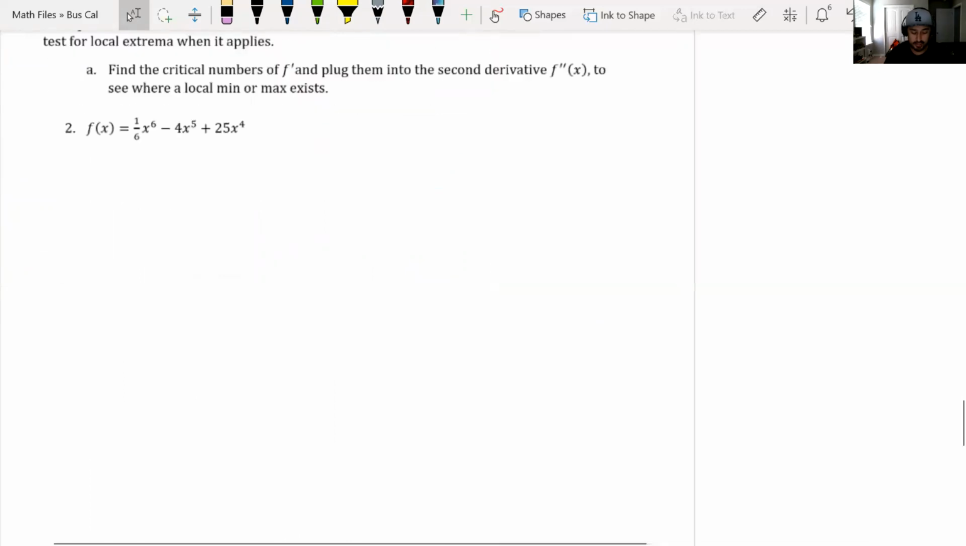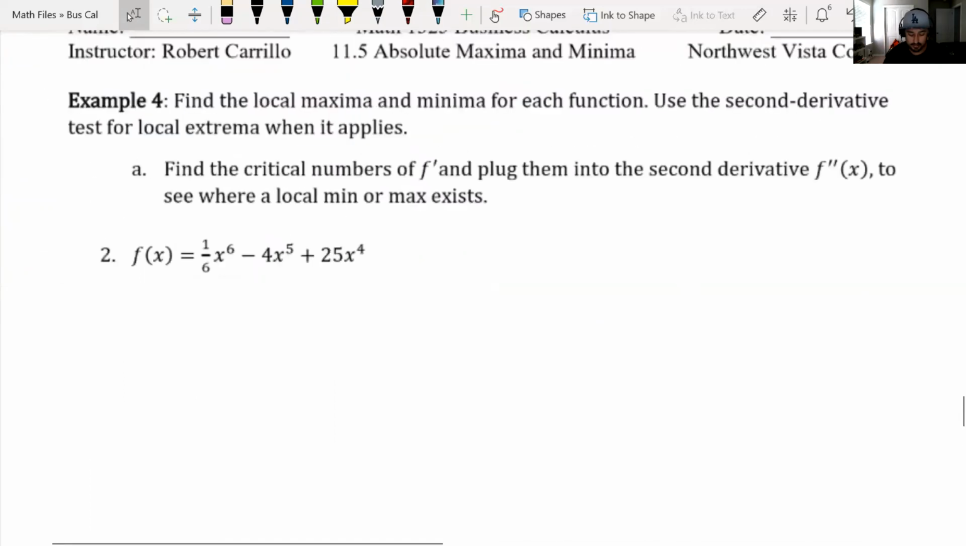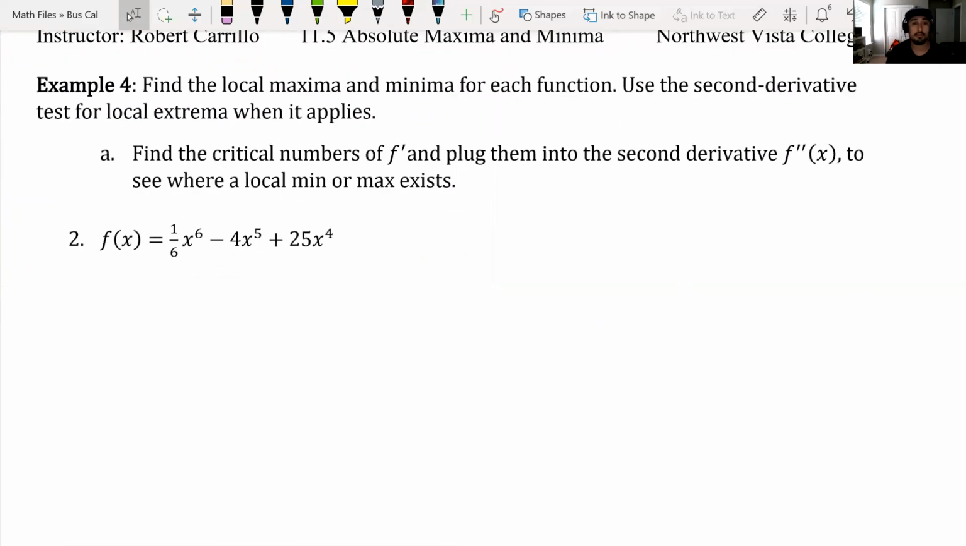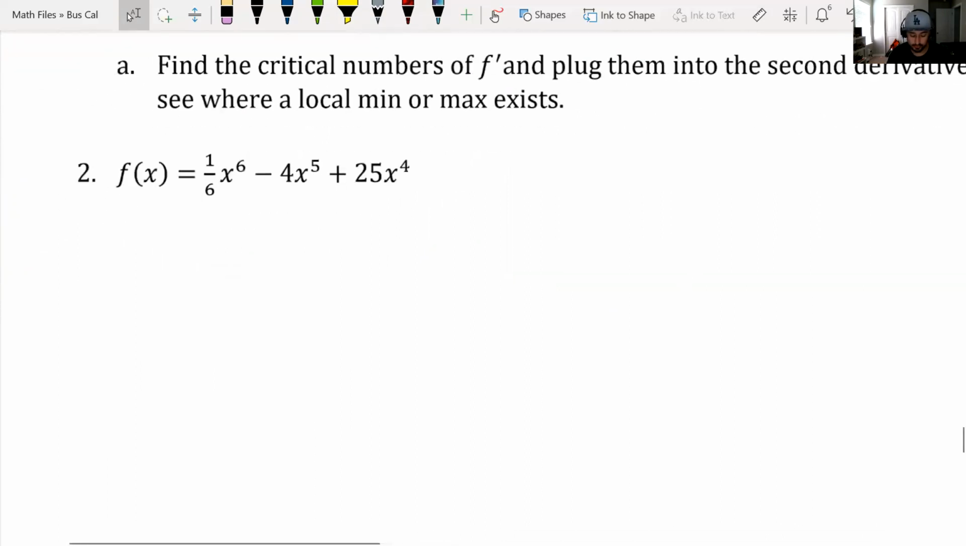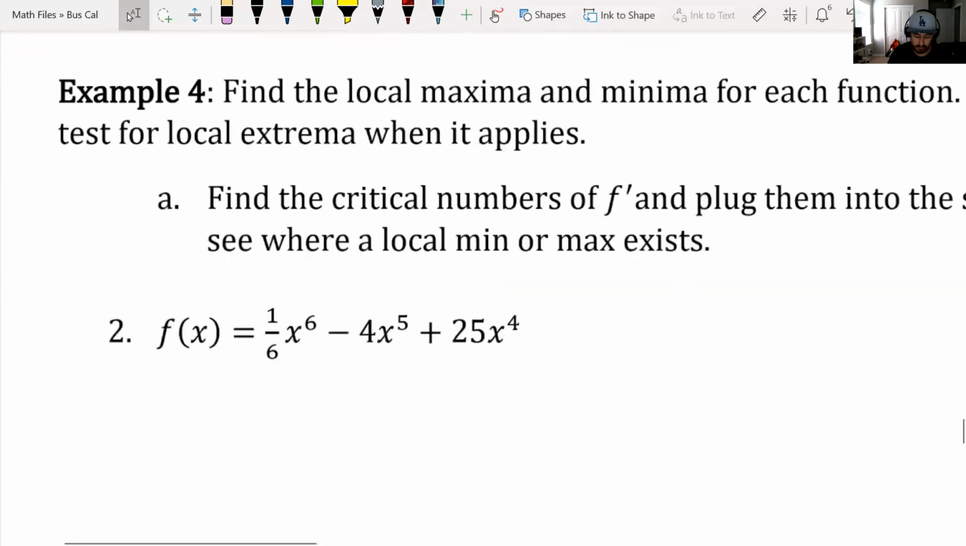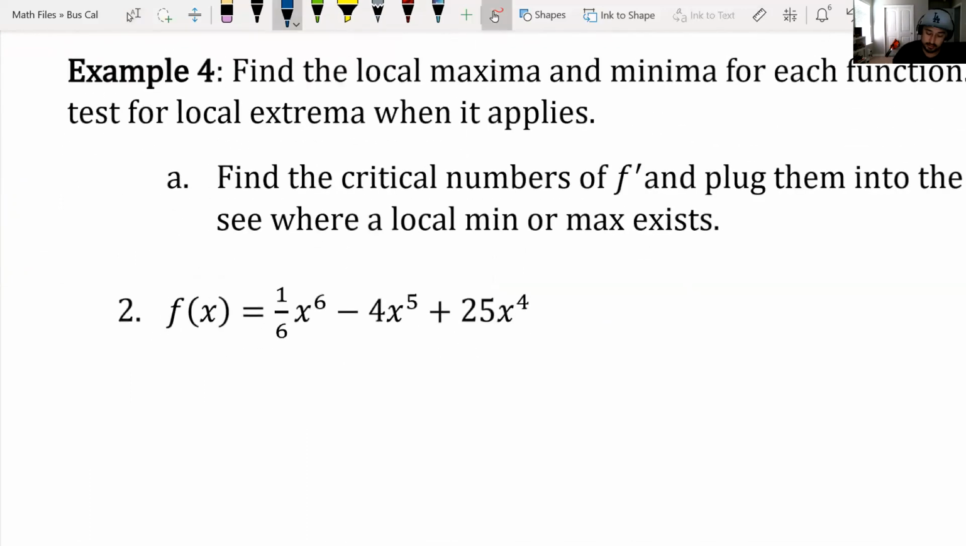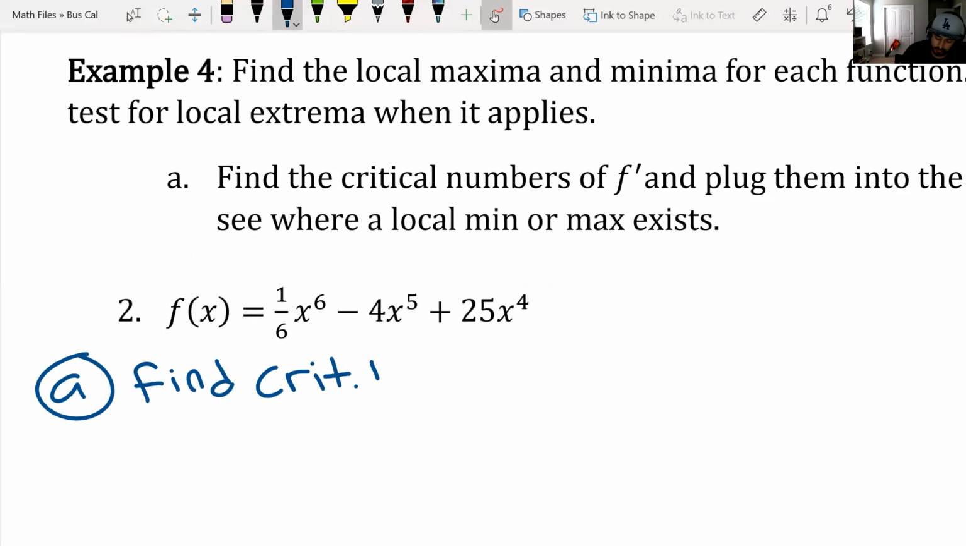Example 4, same exact thing. Find the local maximum or minimum, use the second derivative test when it applies. So again, let's go ahead and find critical numbers first. That's our first step. I promise not to write so big this time, I hope. A. Find critical numbers.